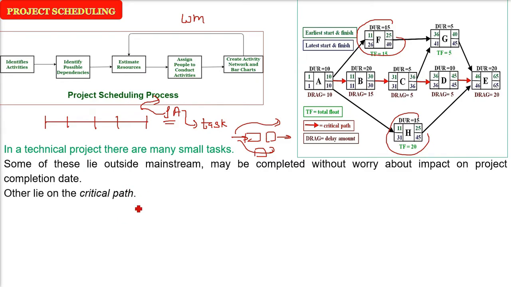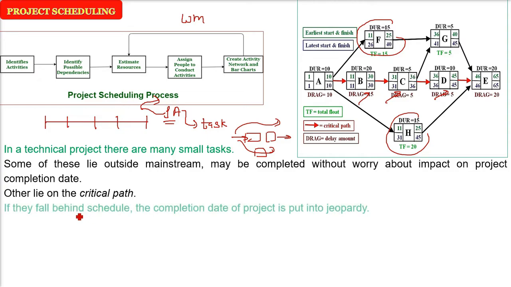But there are certain tasks which are on the critical path. This red line you see, the red arrows, this is the critical path. What does it mean? If the tasks lying on it fall behind schedule, the completion date of the project is put into jeopardy, or it will suffer.